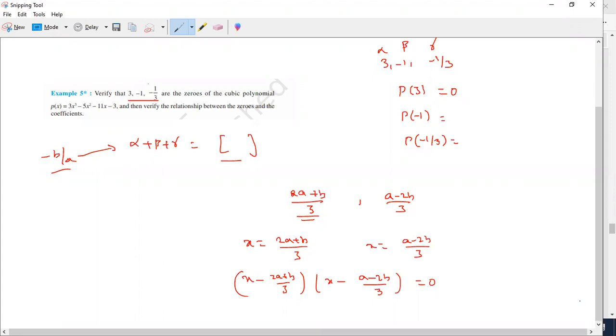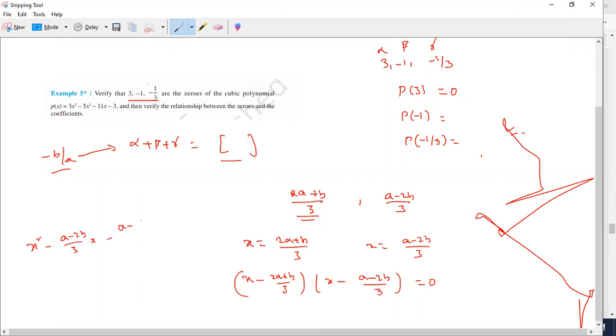Multiply both the things. What answer are you getting? That is the final answer. Understand what I'm saying? Yes, sir. Multiply these two. x square minus (a minus 2b) by 3 x, minus (a plus 2b) by 3 into x, plus (2a plus b) into (a minus 2b).